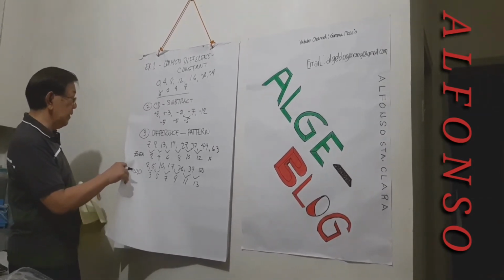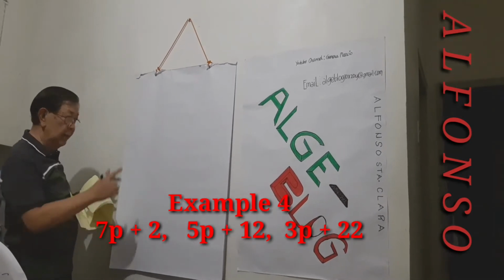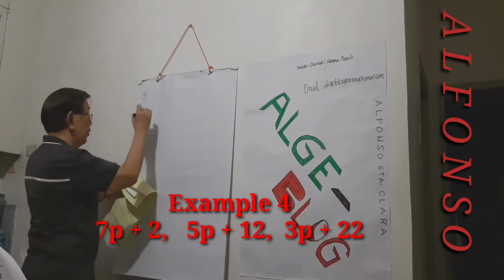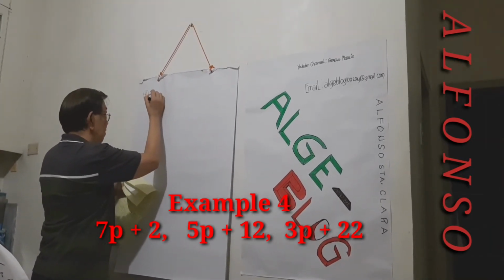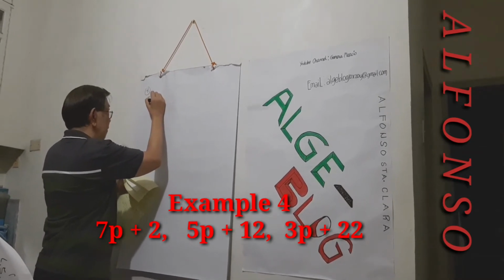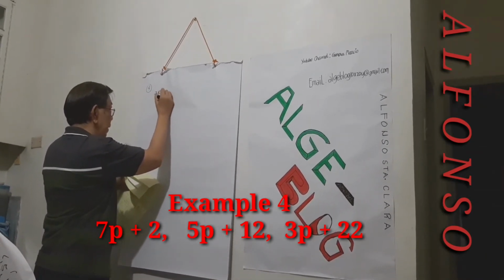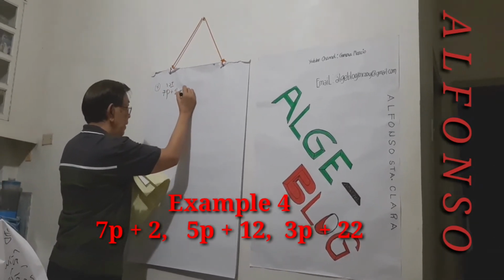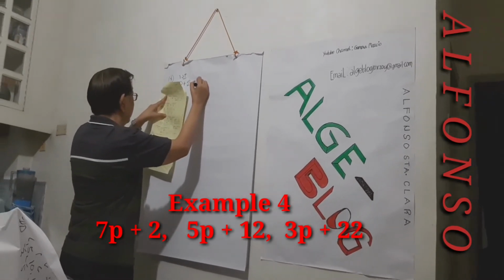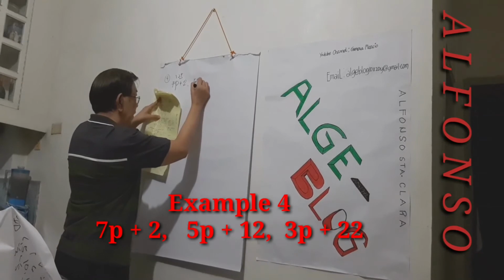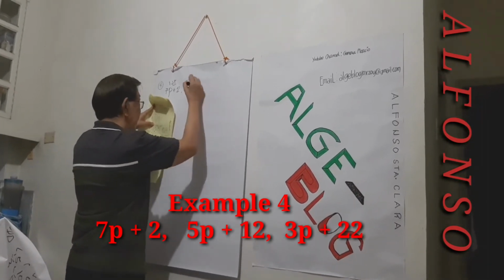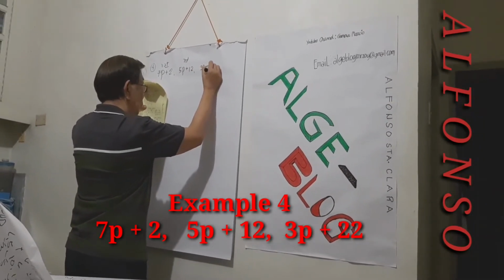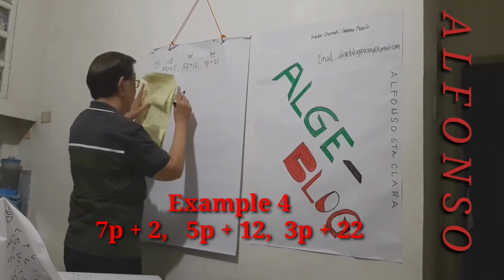Okay. So now we go into another kind of example. Instead of numbers, we will use equations, okay? So we'll have 7p plus 2, which is the first term. Then we have 5p plus 12, which is the second term, and then 3p plus 22, which is the third term. Okay, is this a series?